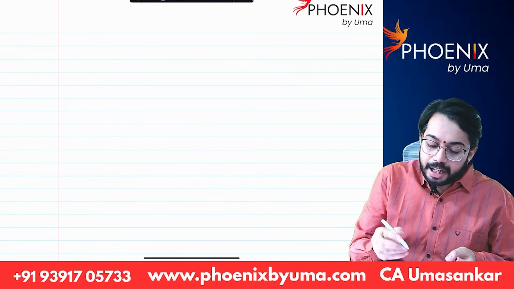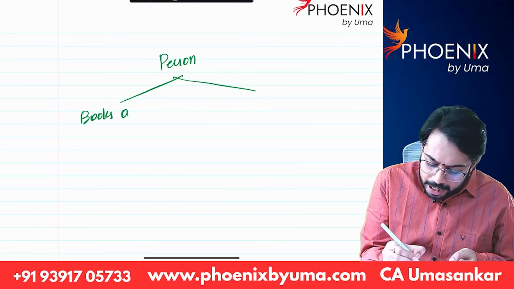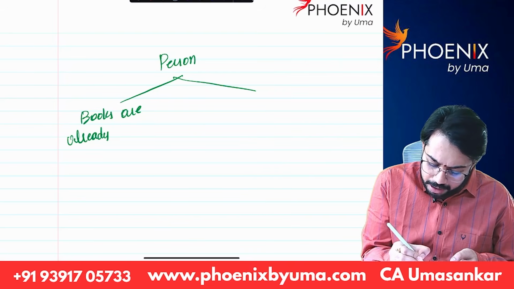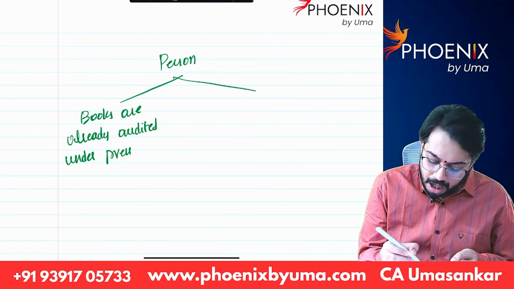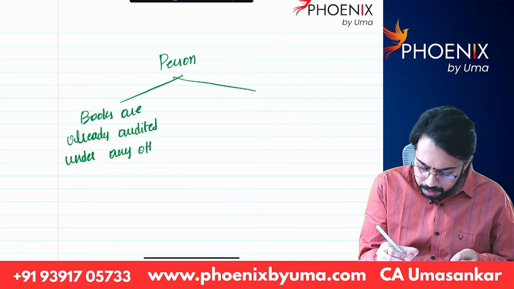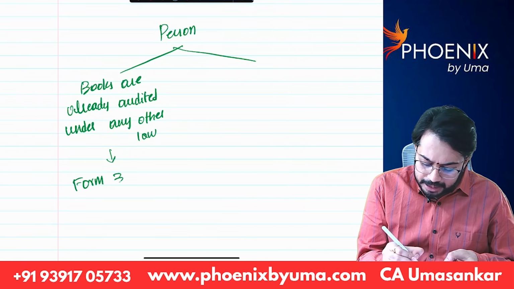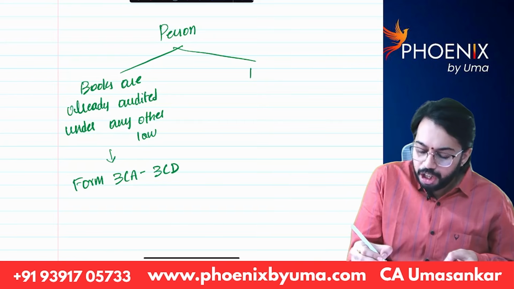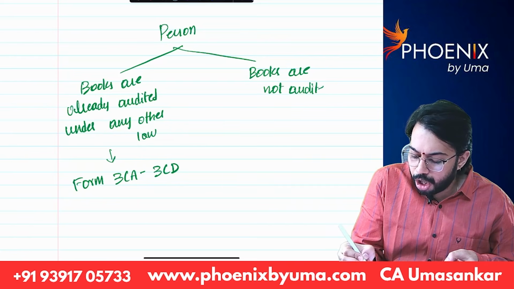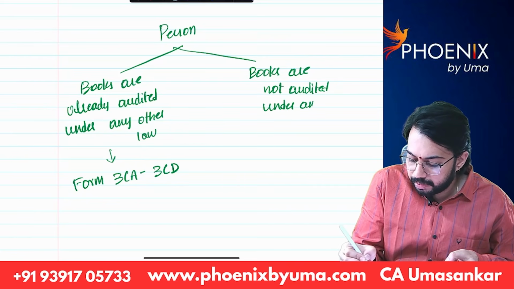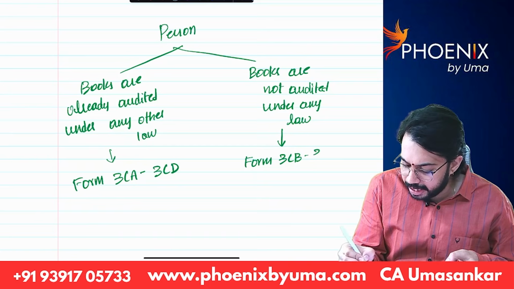So, for example, in case of any person, books are already audited under any other law, then which form is applicable? Form 3CA 3CD is applicable. If books are not audited under any law, then which form is applicable? Form 3CB 3CD is applicable.